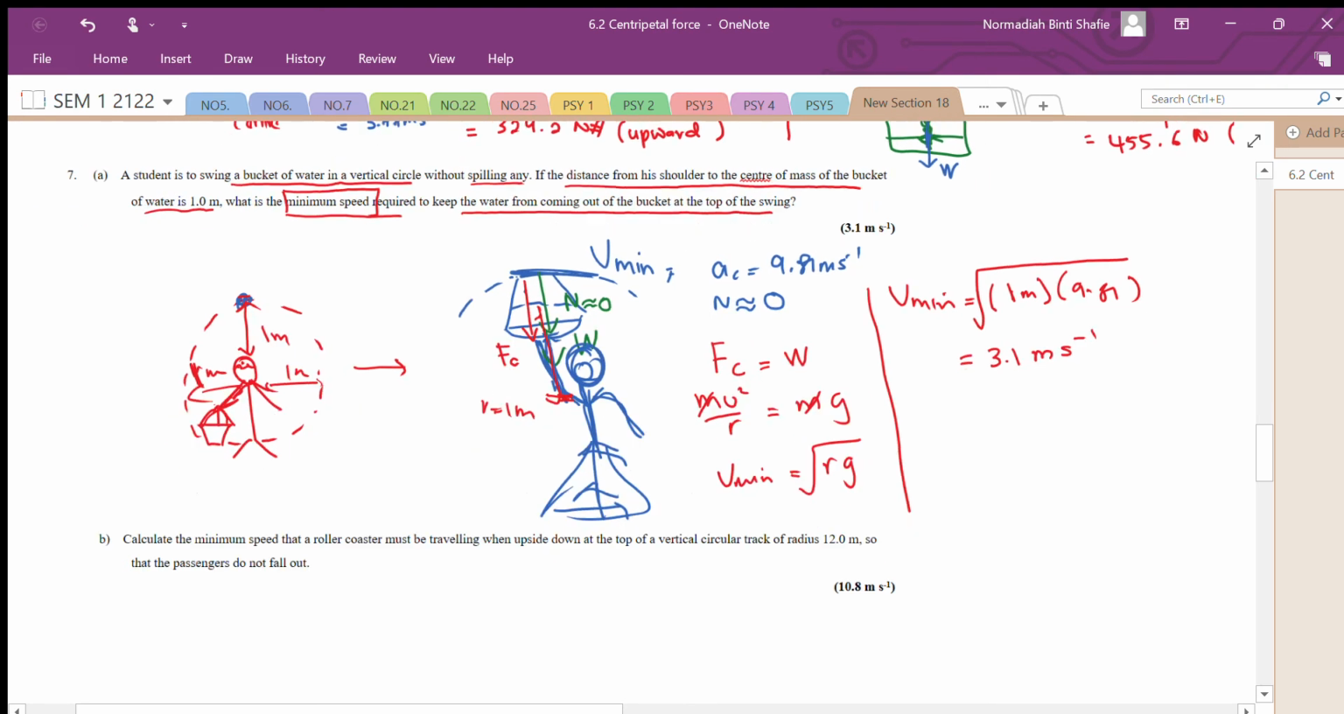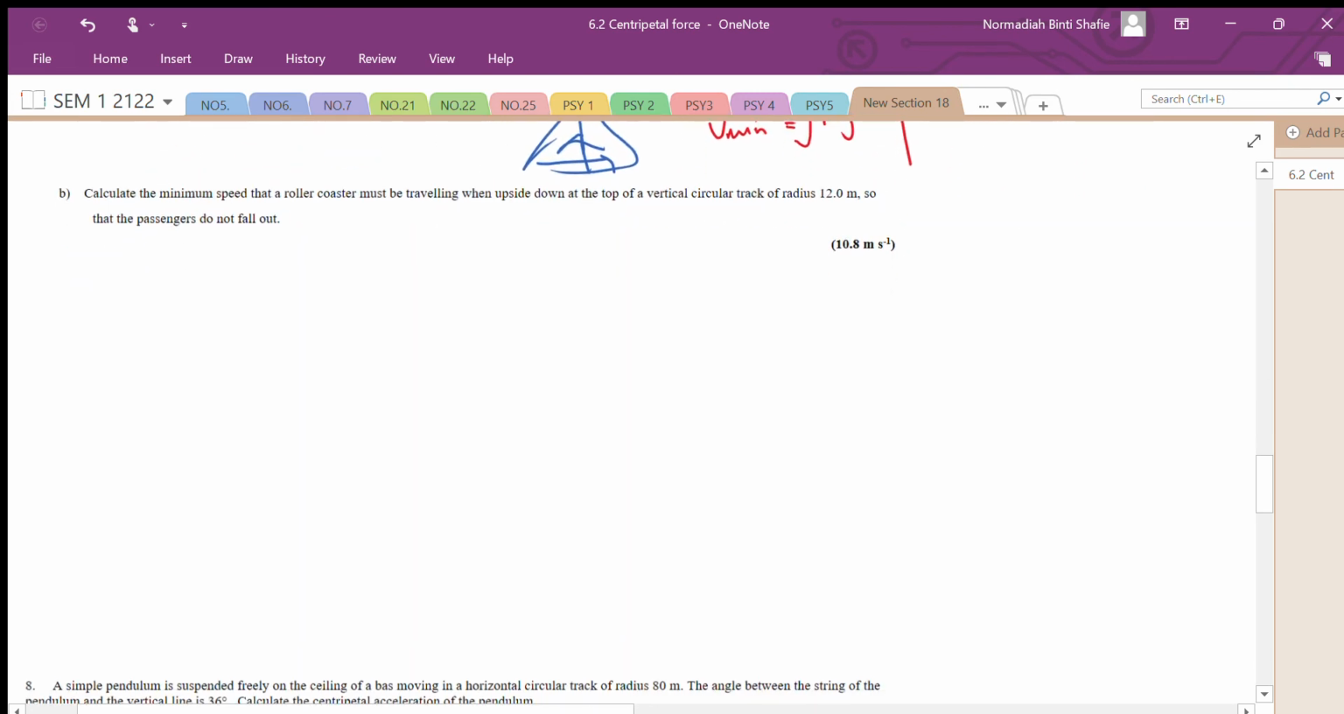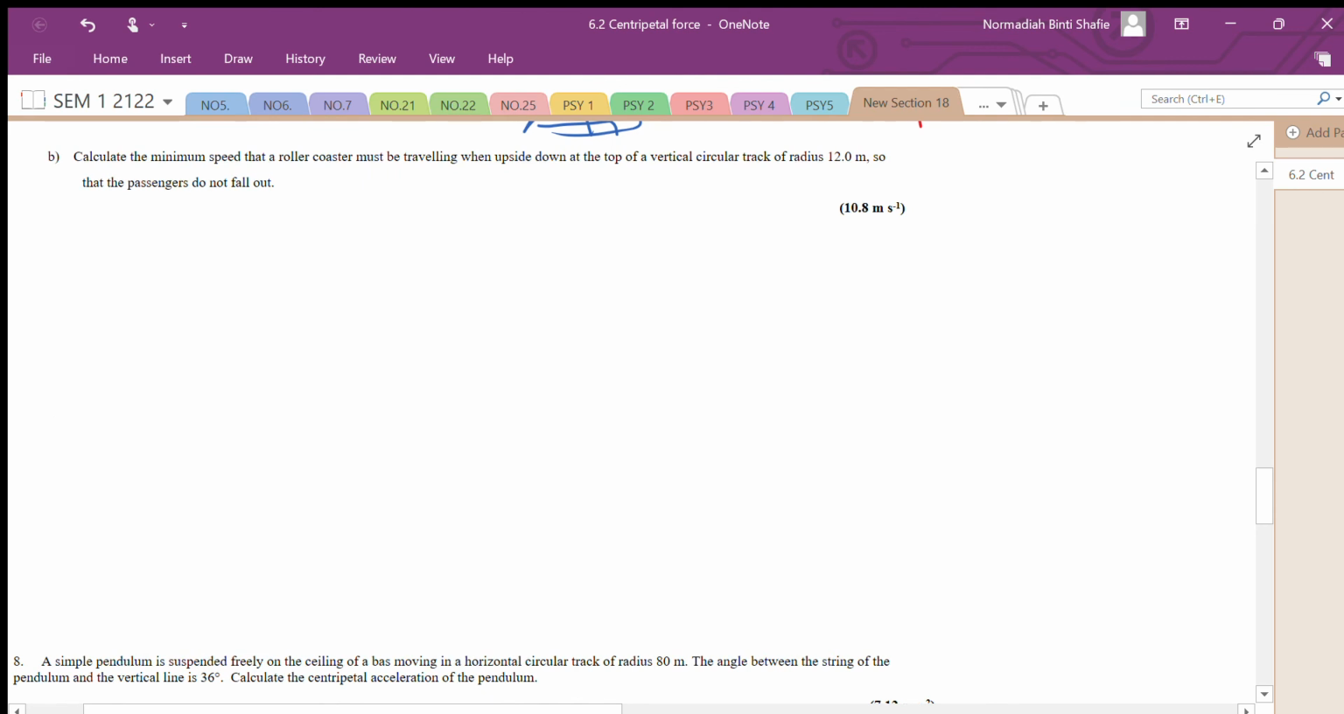Alright. Okay, B. The minimum speed that a roller coaster must travel when upside down at the top. Again, at the top of a vertical circular track of radius 12 meter, so the passengers do not fall out. So, V minimum. Kita nak cari V minimum supaya passenger penumpang tidak terkeluar ataupun jatuh daripada roller coaster. So again, bila ada keyword V minimum kat sini, means that normal force, okay, approach to 0. Dan kita punya centripetal acceleration equals to 9.81 meter per second square.